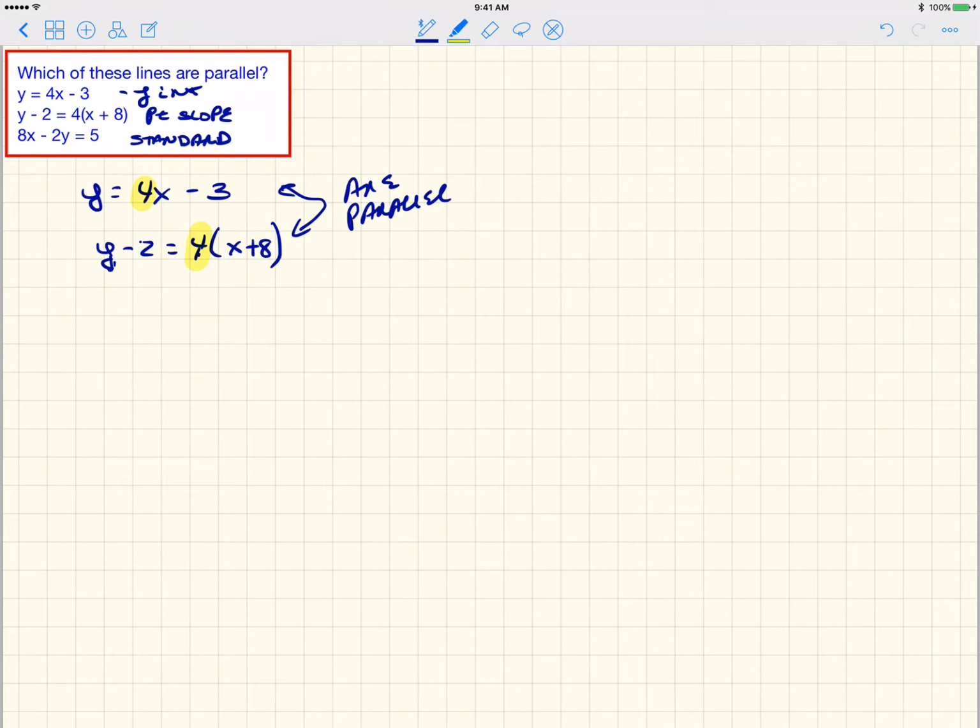In terms of figuring out the y-intercept, if I'm in y-intercept form, y equals 4x minus 3, my y-intercept is here, -3. So this has a y-intercept of -3. Now, for the line that is in point slope form, we have to do a little bit of math to figure out what the y-intercept is going to be there. Remember that anytime we're looking for a y-intercept, our x value is going to be 0.